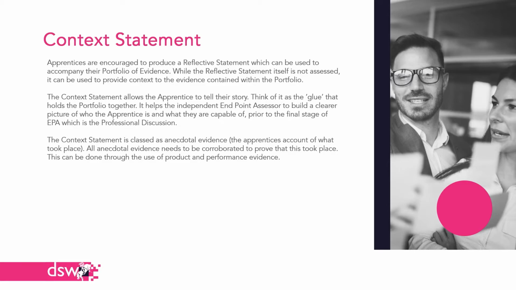When we refer to a context statement, we want to know what the apprentice has done in a specific situation: who, what, where, why, when. Build a picture behind a specific situation, and from there they can pull on pieces of product and performance evidence which demonstrate exactly what they've done in relation to their context statement. It's a great way for apprentices to bring all of their evidence together and give a more rounded picture of what they're capable of. They do need to make sure they corroborate what they've said in their context statement with product or performance evidence, as the context statement is purely anecdotal.